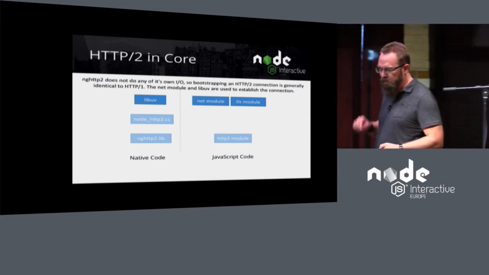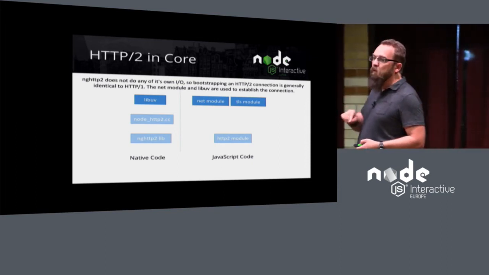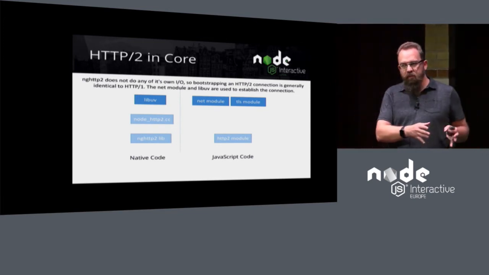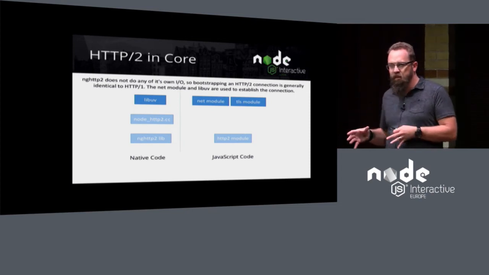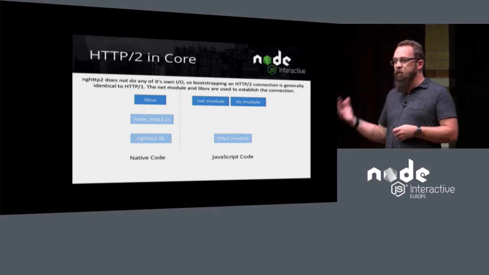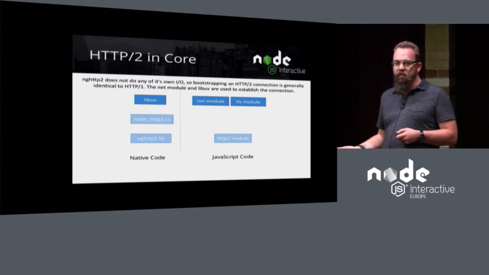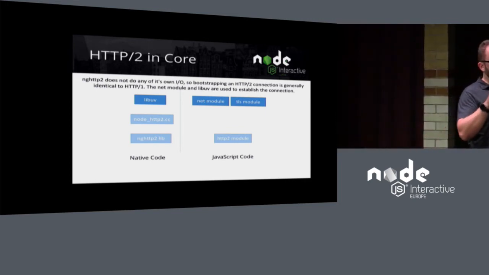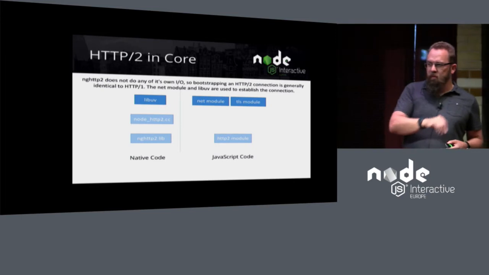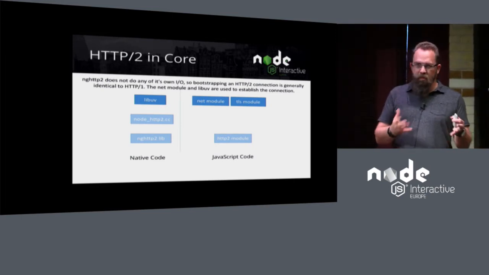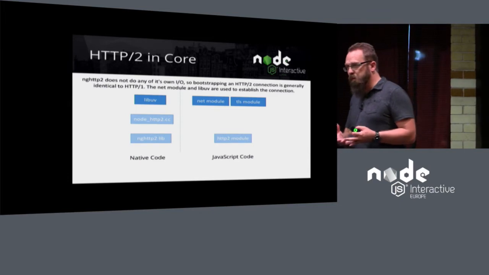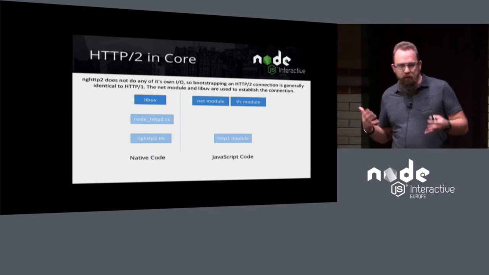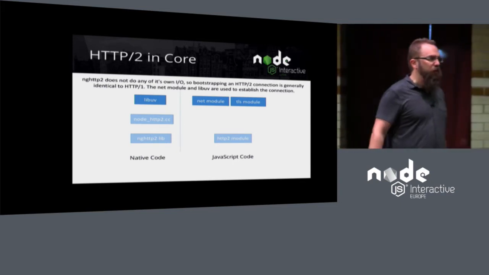The other thing that's important to understand about H2 is that for all practical purposes, TLS is required. The spec doesn't require it, but all of the main client implementations, Chrome and Firefox, refused to implement H2 without using TLS to establish a connection. So while in Node we will support the ability to create a server that doesn't require TLS, for most practical purposes your clients are going to be expecting it and requiring it. So we're still going to be using that.